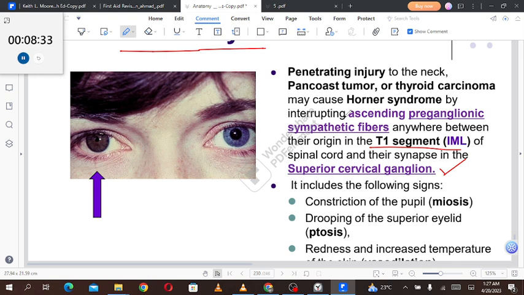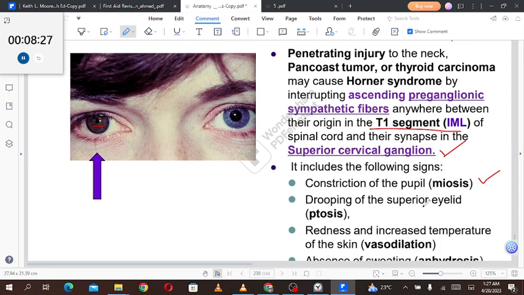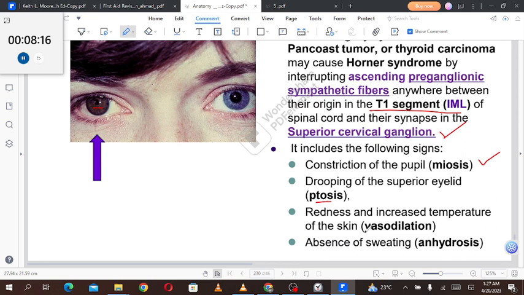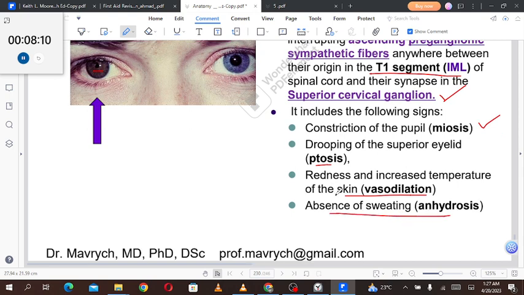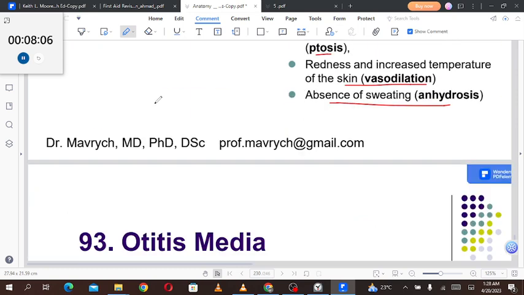It includes the following signs: constriction of the pupil, that is miosis. You can see that this eye is constricted. Then drooping of the superior eyelid, that is called ptosis. This eyelid will be dropped, or may not be, as it is not evident in this picture. Then redness and increased temperature of the skin, that is vasodilation, so flushing of the ipsilateral side of the facial skin. And absence of sweating, that is called anhidrosis. So miosis, ptosis, anhidrosis, and flushing will be seen in the case of Horner syndrome.